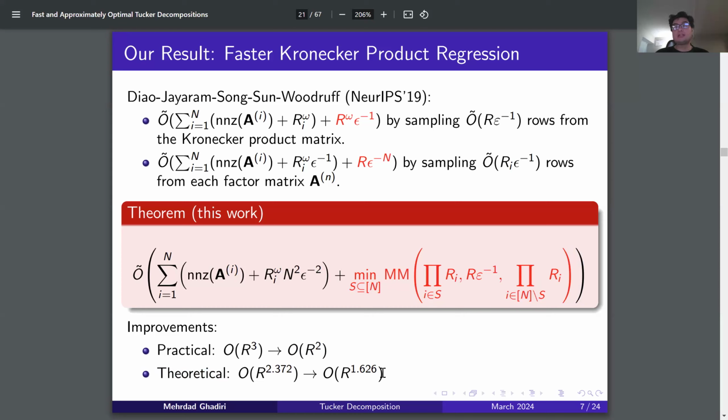I'm not making it polynomial time in terms of the number of dimensions of the tensor, but improving this exponential time. What I'm trying to argue is that because this term is exponential, even improving it a little bit is very helpful. Yeah, that makes sense.